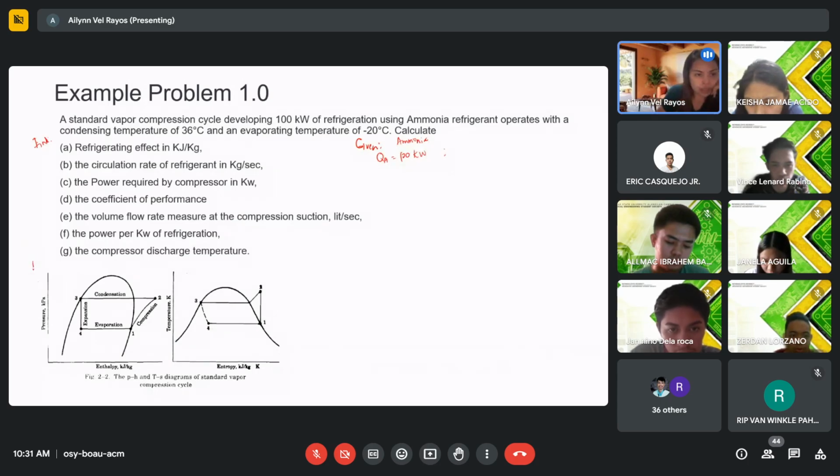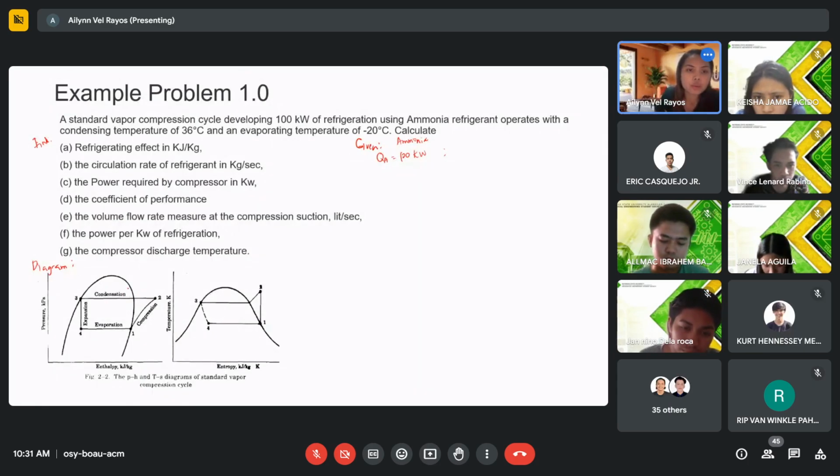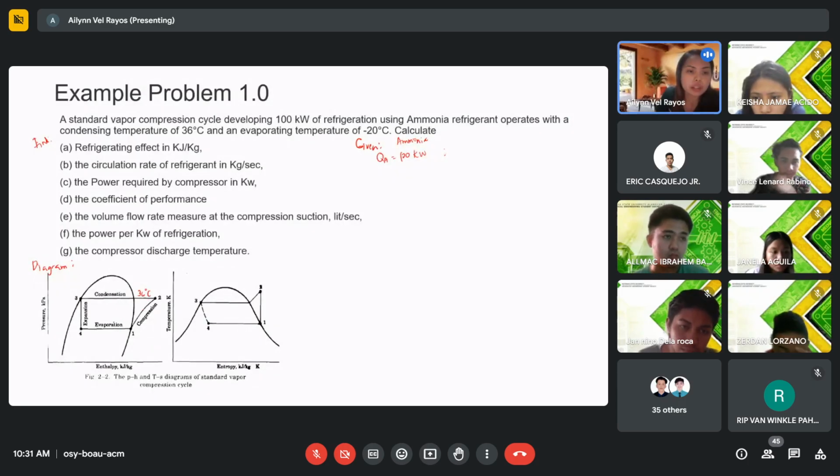So, this is our diagram. You can choose either enthalpy or entropy; you can also put both. We have the condensing temperature, process 2 to 3 being our condenser, at 36 degrees Celsius, and the evaporating temperature, which is negative 20 degrees Celsius. Those are our givens.